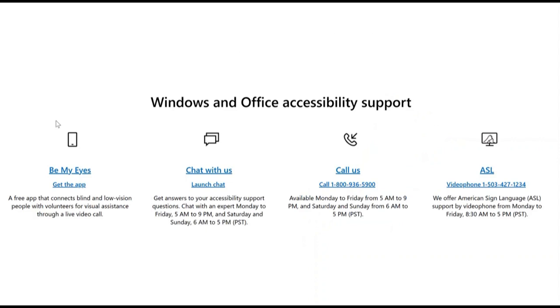If you require additional accessibility support for Office products, you can contact Microsoft through the Be My Eyes app that connects blind and low vision users with volunteers for visual assistance through a live video call, as well as chat or over the phone, or they offer an American Sign Language assistance supported by video phone.